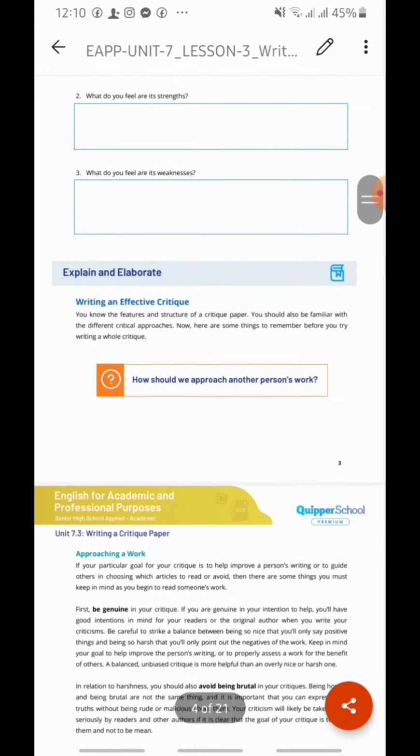So, writing an effective critic. You know the features and structures of a critic paper. You should always be familiar with the different critical approaches. Now, here are some things to remember before you try writing a critic. So, before you maghimo tag effective na critic paper, dapat kabalo dito sa mga features and structures kung unsaon siya para makabuhat tag effective na critic paper.